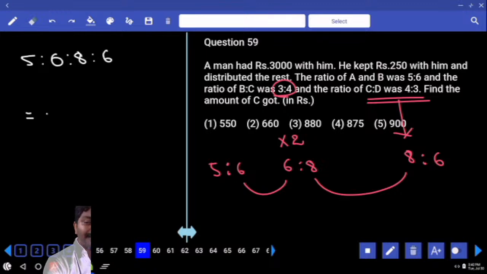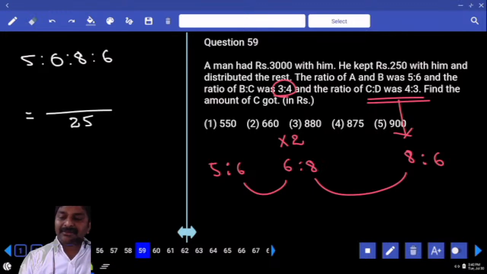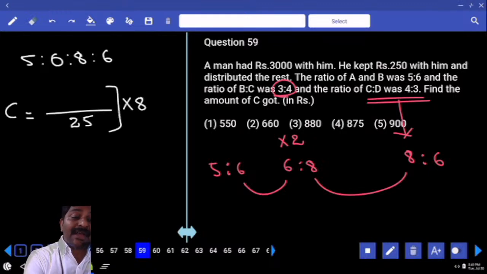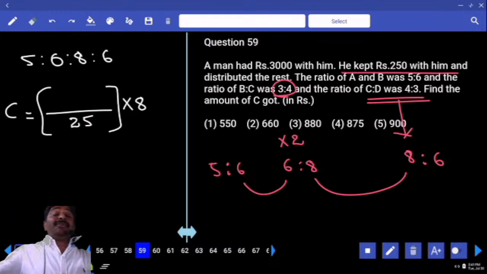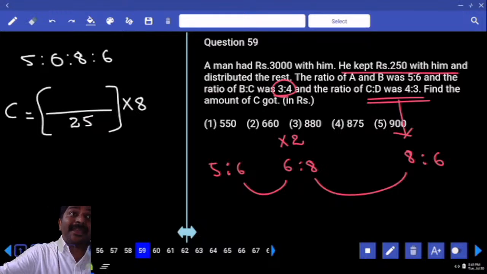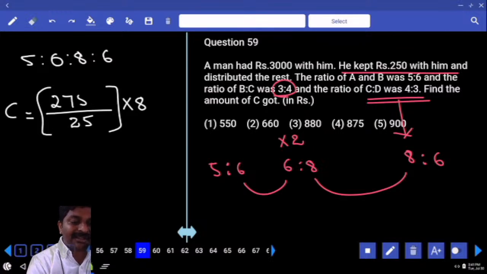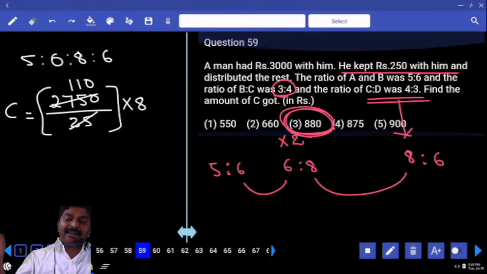Total how many parts? 25 parts. What value do we want to calculate? C value, which is 8 parts, right? Into 8. So which value is divided into 25 parts? That is important. How much money he has? How much is kept with him? Then remaining amount only he is distributing. Remaining amount is 2,750. 2,750 divided by 25 is 110, times 8, 880.